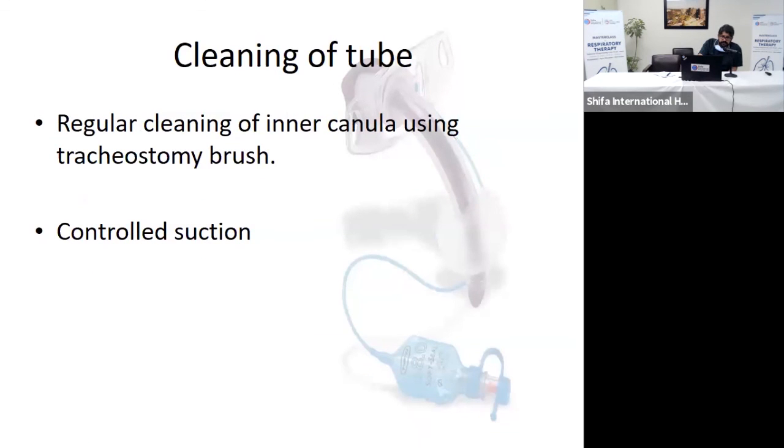The important bit is cleaning of the tube. Regular cleaning of the inner cannula using the tracheostomy brush is advised. Suctioning should be controlled, because I feel that the more you suction, the more trauma you cause, the more trauma, the more crusting, it doesn't heal, it doesn't stop. So the best thing is to measure the length of suctioning, which we do with the catheter and the spare tube, so that we know how many centimeters of catheter we have to use. And then that's what we use.